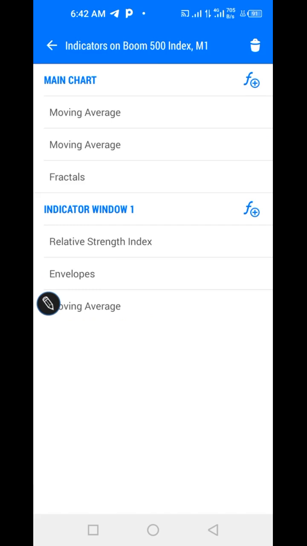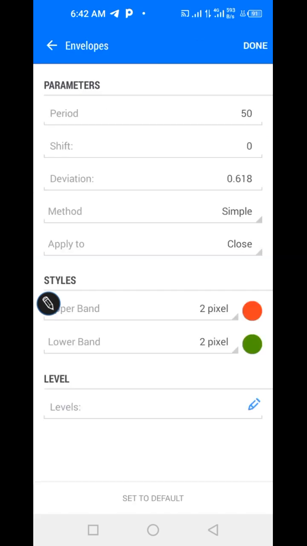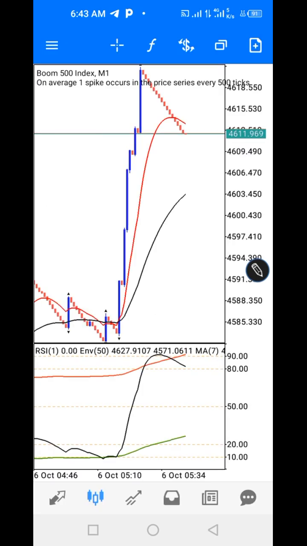So the next indicator we'll be using is our envelope. The period is going to be 50. The shift is 0. Deviation is 0.618. Method is simple, applied to close. The upper band is going to be 2 pixels, and the color is going to be red, while the lower band is going to be 2 pixels, and the color is going to be green. There are no levels there. Once you are done, you click on done.